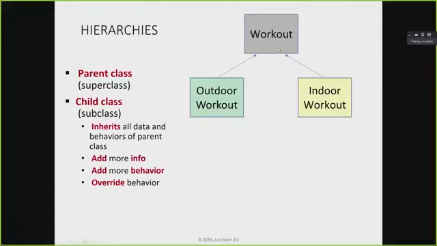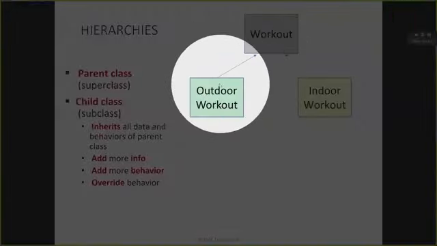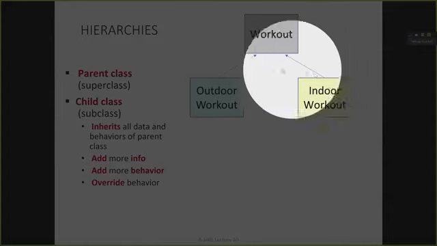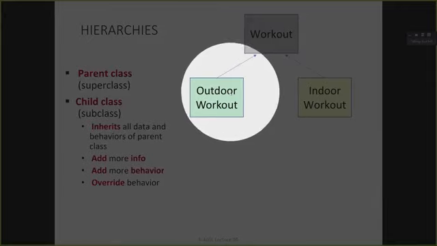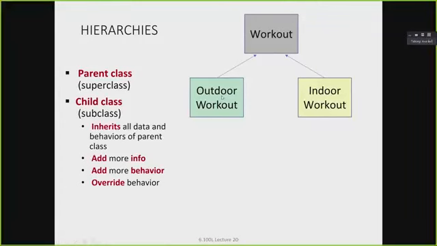So everything that a workout has and everything that we can do with a workout will exist in outdoor workout and indoor workout, and we'll be able to do with outdoor workout and indoor workout, right? So a child class is a parent class. A subclass is a superclass, right? But these subclasses can bring about some of their own quote-unquote ideas, right? Their own attributes. So for an outdoor workout, we might add more information, right? So add more attributes, maybe location, something like that.